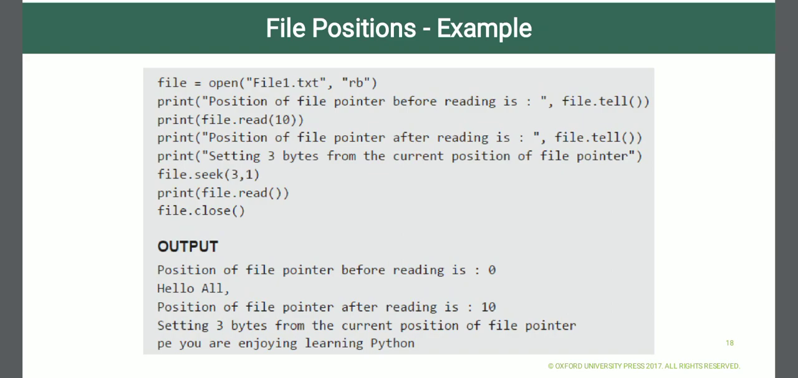The first line printed on the console is: position of file pointer before reading is 0. Then it will read 10 characters, hello all. After 10 characters, how do we identify the position? By using file.tell. What is the current position of the file pointer? At the 10th position. Next, setting 3 bytes from the current position of the file pointer. Whatever lines are present after those 3 bytes will be printed over here.